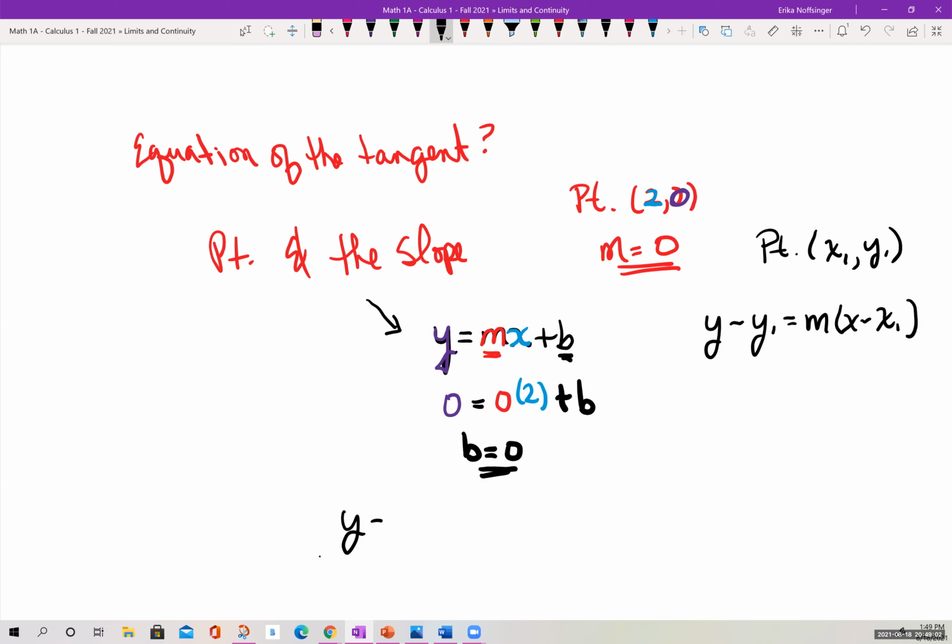If I plug that back in, I have my equation of my tangent line. I got y is equal to my slope, which is 0, times x. Sorry, I just want x. Plus b, which we said was 0. Well, that's the same thing as the equation y equals 0, which is that horizontal line at 0. So it's just basically that x-axis. And that's where we saw that minimum, that y value was 0 when we looked at the graph.